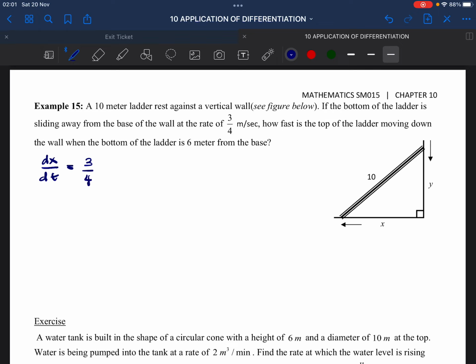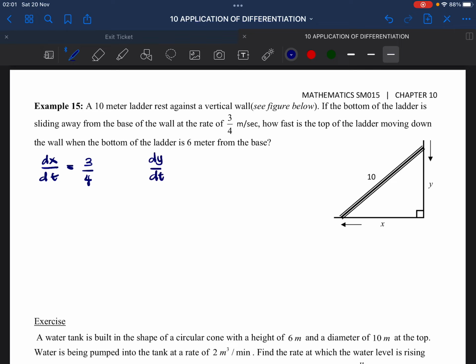How fast is the top of the ladder? That means we want to find dy over dt. How did I know that? This is the top of the ladder, y. Whenever we talk about how fast, that means we want to find the rate of change. So we want to find dy over dt.